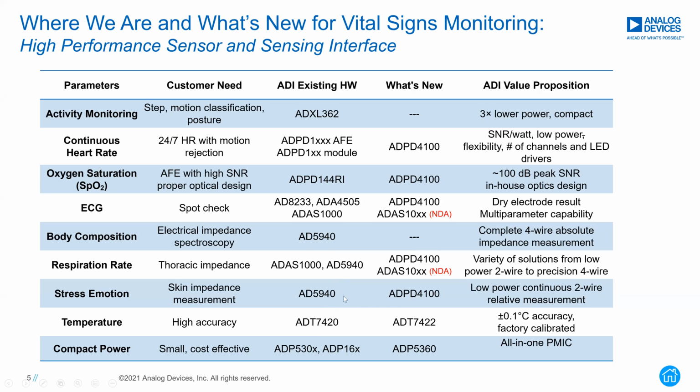As I mentioned, for stress monitoring, you can use 5940. On the power side, there are these PMICs and LDOs, ADP16X, 5360. So all these are targeted for these low power and relatively higher accuracy applications.